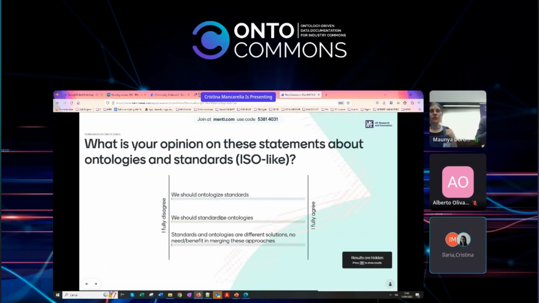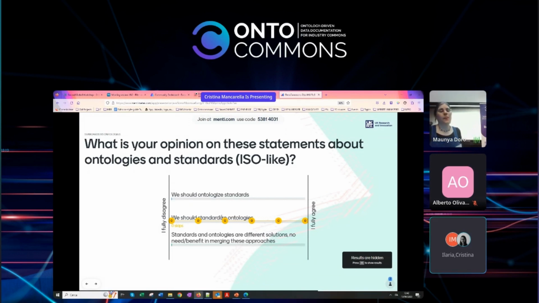Here are three quick questions. What's your opinion about these statements on ontologies and standards in the sense of ISO? Do you agree or disagree? We should ontologize standards. We should standardize ontologies. Or standards and ontologies are different solutions, and there is no need or benefit in merging these approaches. Where merging is one of the two previous, or is something different also?